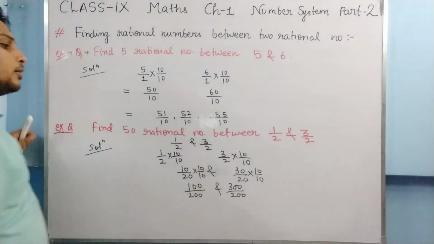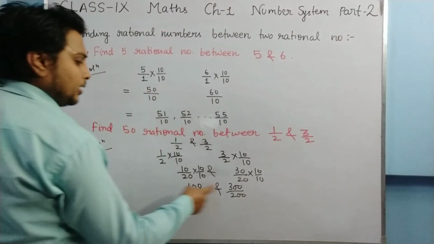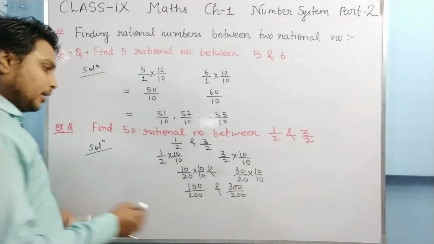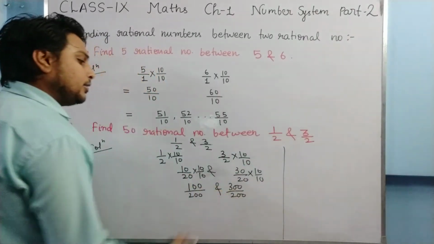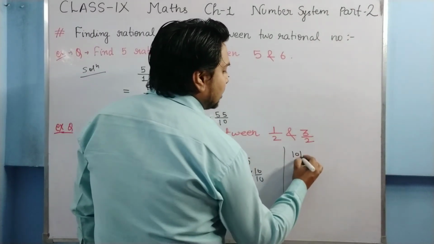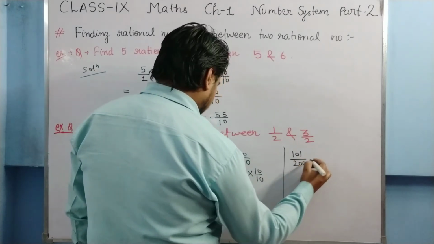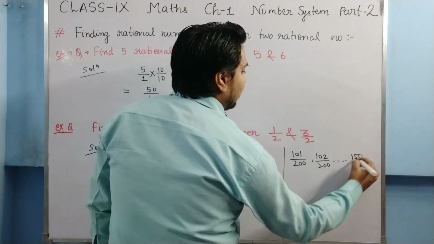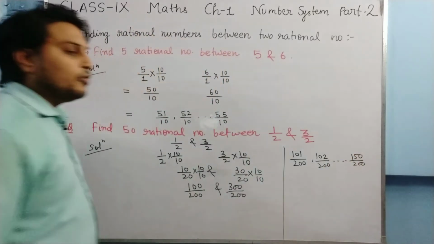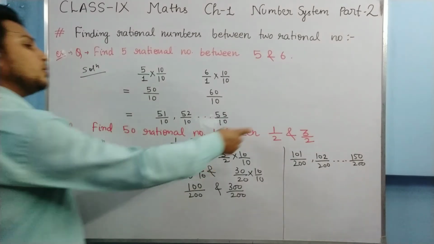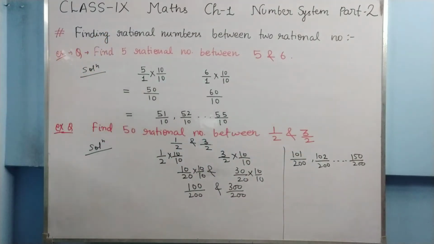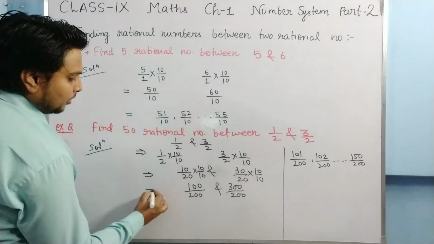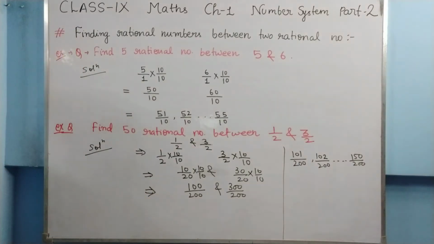Now can you find 50 rational numbers between 100 and 300? Denominators are equal, numerators are 100 and 300. So can we find 50 rational numbers in between 100 and 300? Of course we can find. It starts from 101 upon 200, 102 upon 200, and so on, 150 upon 200. These are the 50 rational numbers between 1 by 2 and 3 by 2. Okay, so increasing the gap is in our hand. We can increase the gap according to the need of the question.